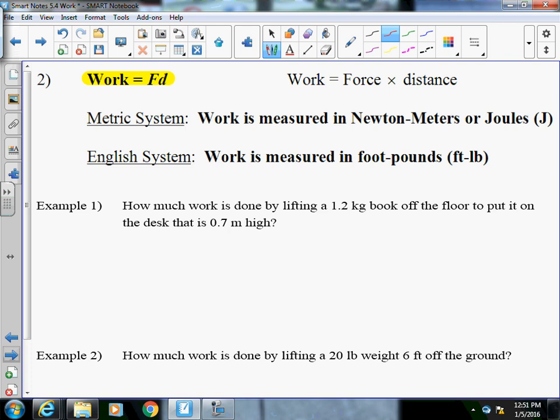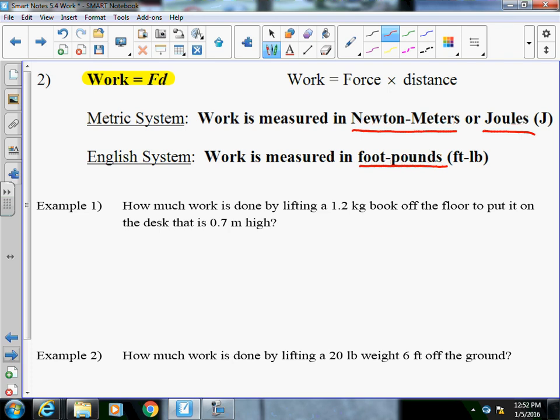Now, work is equal to force times distance. In the metric system, work is measured in newton meters, also known as joules, and in the English system, it's measured in foot-pounds. So, example 1 says, how much work is done by lifting a 1.2 kilogram book off the floor to put it on a desk that is 0.7 meters high?